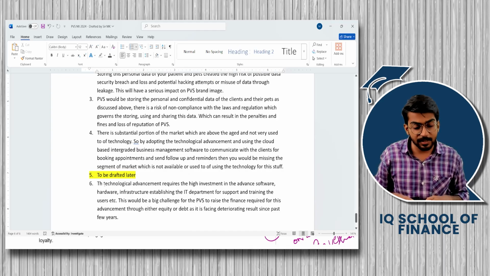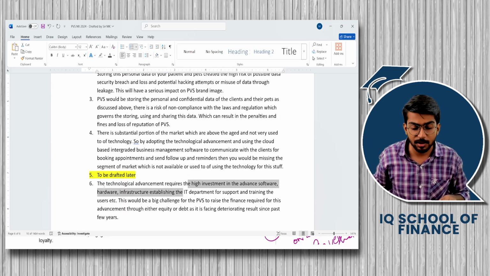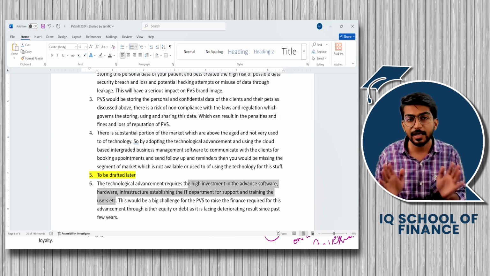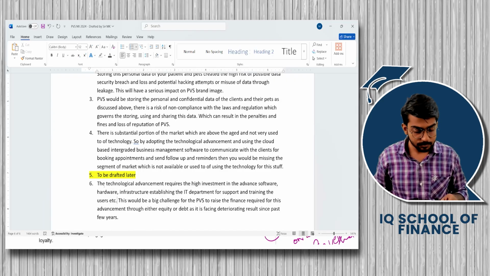So how I have drafted that the technological advancement requires high investment in advanced software, hardware, infrastructure, establishing the IT department for support and training the users. I have explained how it is a huge investment. Okay.